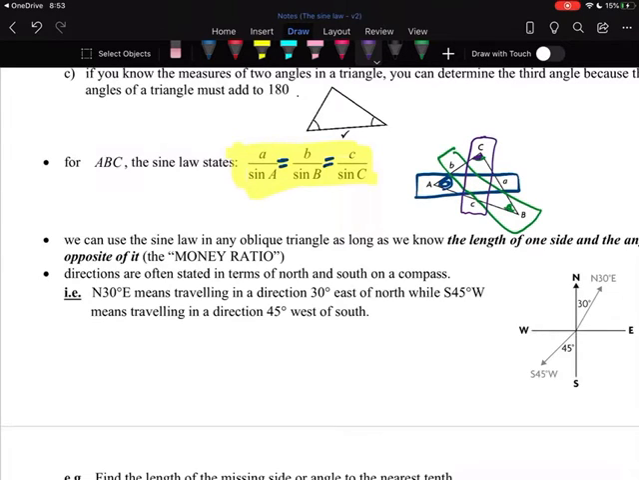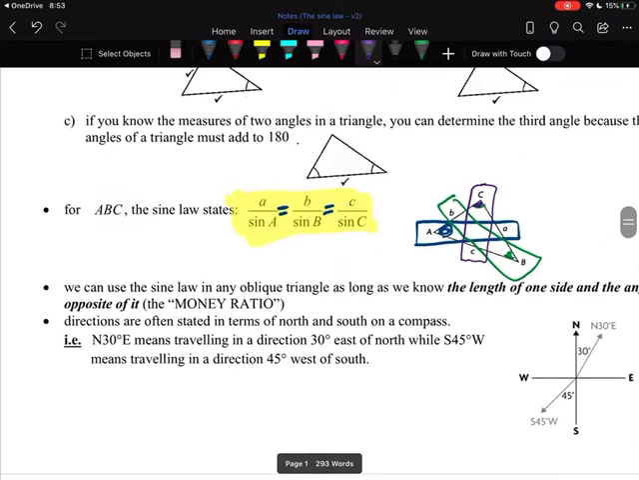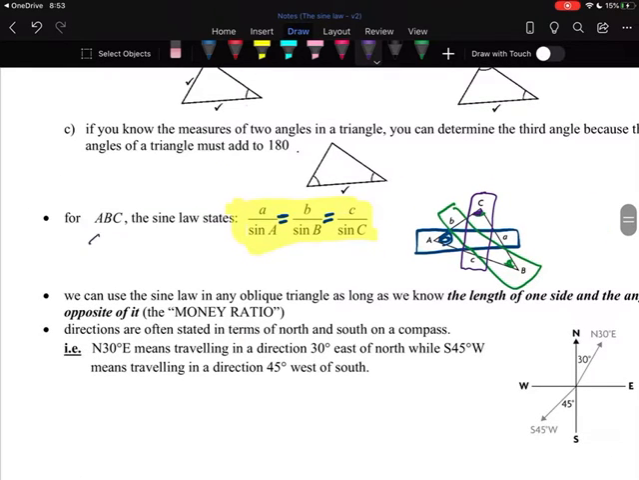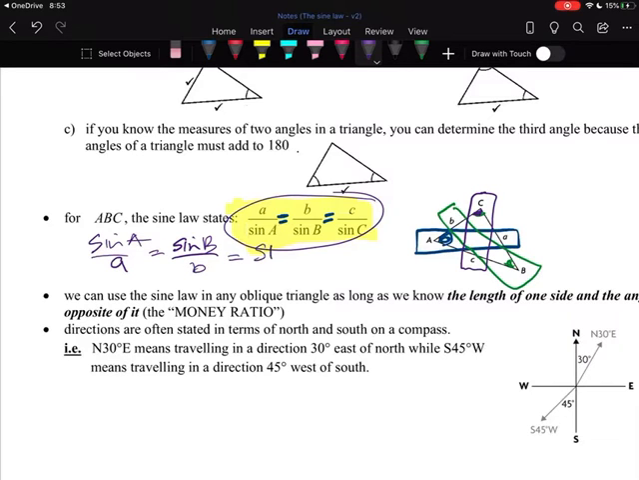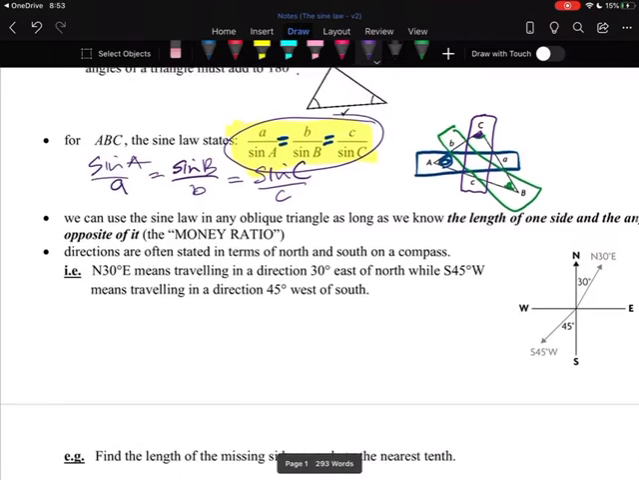And I can write this relationship this way, or I could rewrite this same relationship in this way. It means the same thing. It's just ratios. I can turn them around, but that means I have to turn all of them around. But either way, that works.